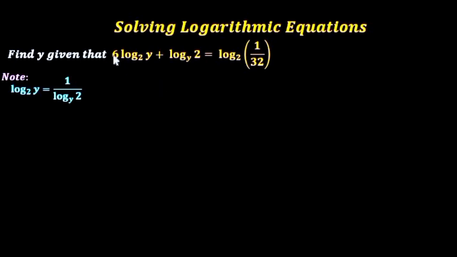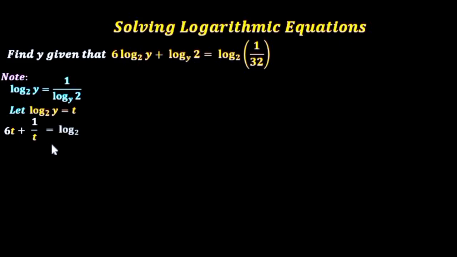We are going to solve this equation here by substitution. We are going to let logarithm of y base 2 be some letter, say t. So let logarithm of y base 2 be t. Now we are going to rewrite this equation using this. So we have 6t plus, now logarithm of 2 base y is reciprocal of t, so we are going to have 1 over t, and then we equate it to the right hand side.